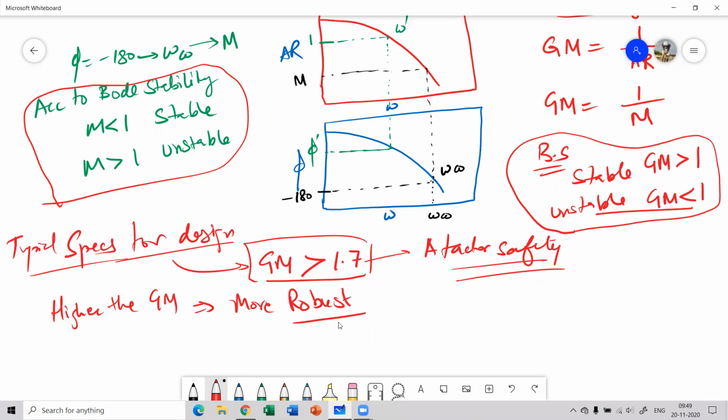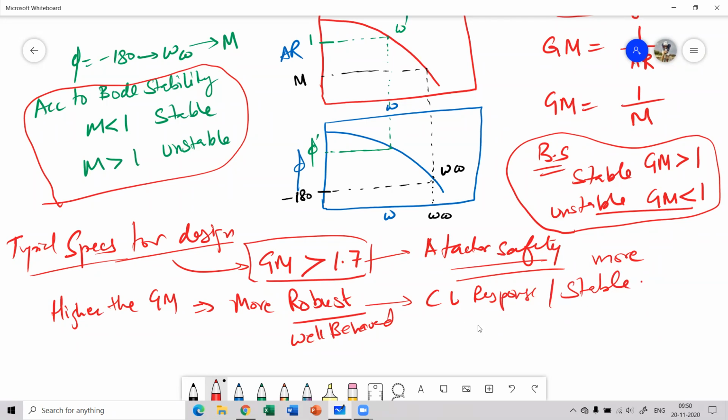Robust means well behaved. The more robust the closed loop responses, the more stable the system is. Clear? Also, in other words, we can say the higher the gain margin, the higher the factor of safety for controller tuning. Simple. जितना ज्यादा गेन मार्जिन होगा उतनी फैक्टर ऑफ सेफ्टी होगी ट्यूनिंग मतलब कंट्रोलर ट्यूनिंग करने के लिए.